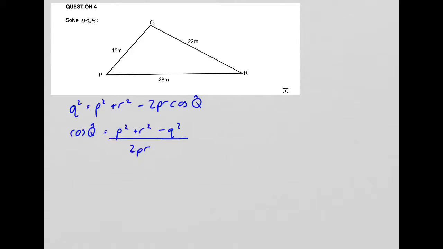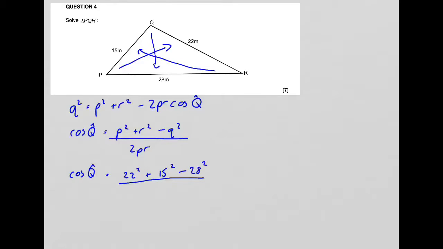Right, so do the substitution. Cos Q, by the way, we chose the cos rule because all three sides are given and no angles are given, so the sine rule is not available to help us here. All right, so p squared, remember p is opposite to angle P, so that's 22 squared plus r, which is the 15 squared, minus q squared, which is the 28. Okay, all over 2 times p times r.